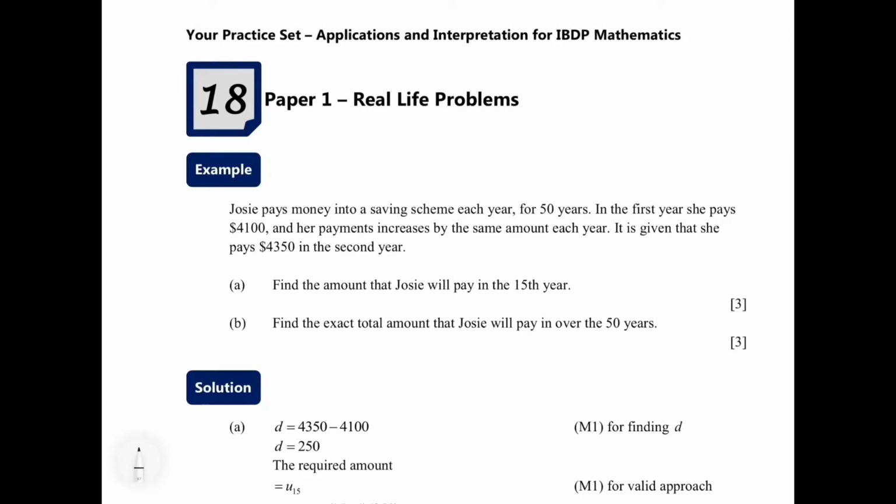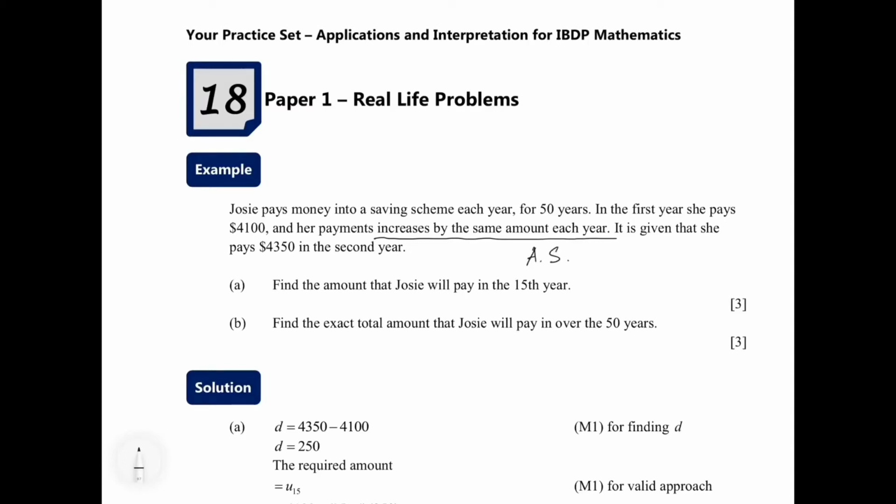$4,350 in the second year. So, what can we do in order to determine which kind of sequence we can use or refer to? For example, for this question, we can look at this one. It is given that the payments increase by the same amount each year, which means when we look at the differences between the payments in consecutive years, they must be the same because of the same increment. That's why from this information, we can see that the payments should follow an arithmetic sequence.